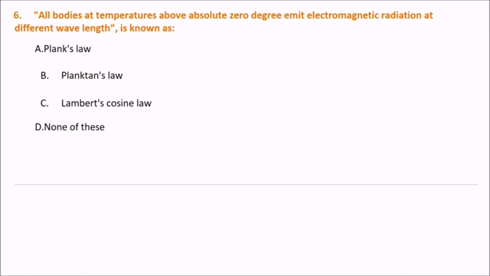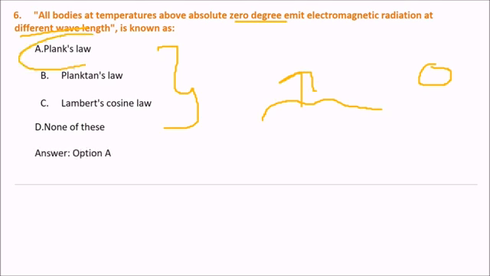Next is, all bodies at temperature above absolute 0 degree emit electromagnetic radiation at different wavelengths. Which law is this? All bodies, any body can be there, at temperature above absolute 0 emit electromagnetic radiation, and this is Planck's law. Planck's law.